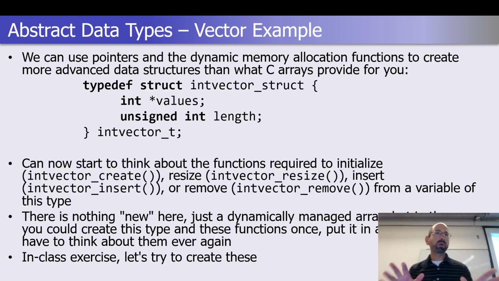Remind you of where we were at the end of Monday. We were building up this kind of vector data type, which was kind of like a dynamically allocated array, and it was using those dynamic memory allocation functions. But what was different about it is that we had a structure that allowed us to keep track of that pointer, as well as storing the length information as well.